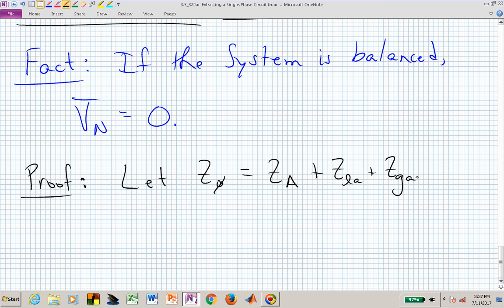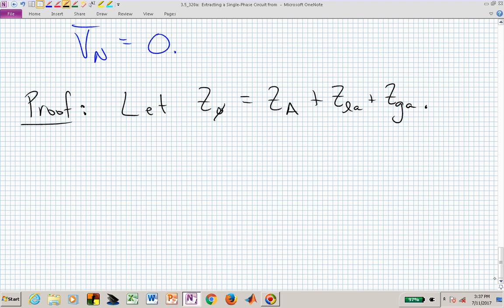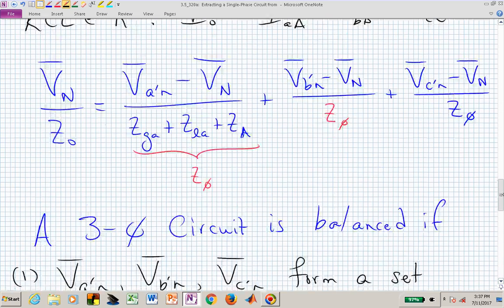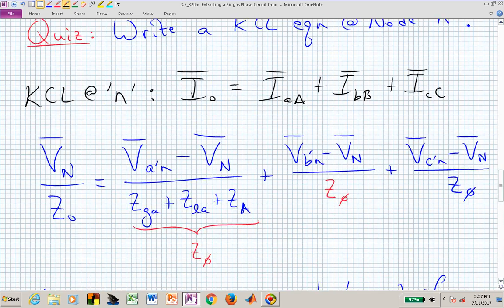Then we can write that KCL equation right here. We're starting with that. Hopefully you believe that that equation is valid. Now let's pull all of the V sub capital N's to the left-hand side of the equality and leave the generator voltages, the primes, on the right-hand side. And again, everything is going to be over something like a Z sub phi, although we still have this Z sub 0 over on the left. But hopefully you can see that we're going to end up with 3 V sub capital N's adding to this V sub n over Z sub 0 on the left.